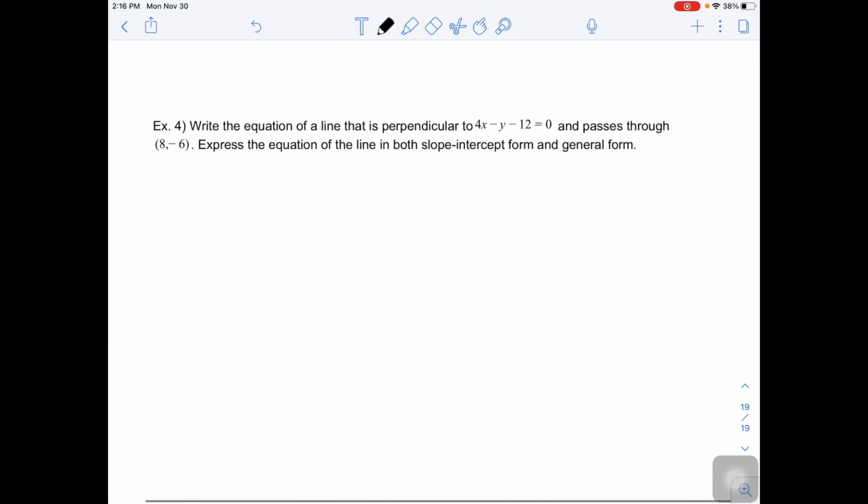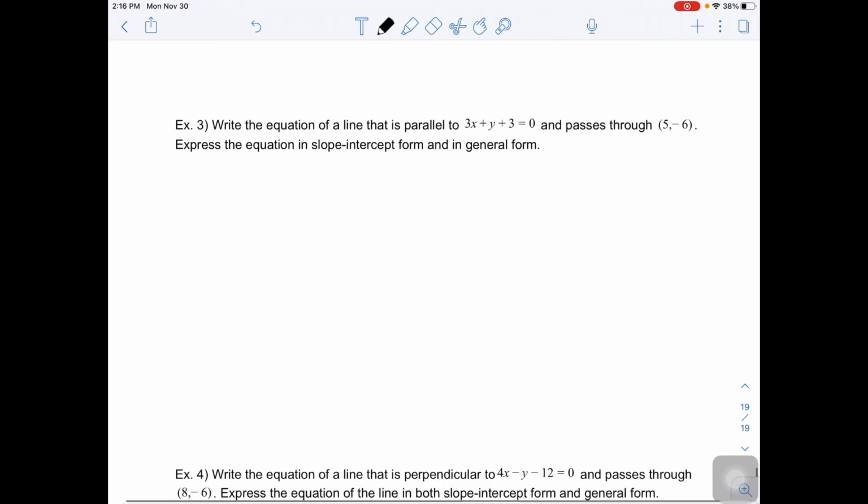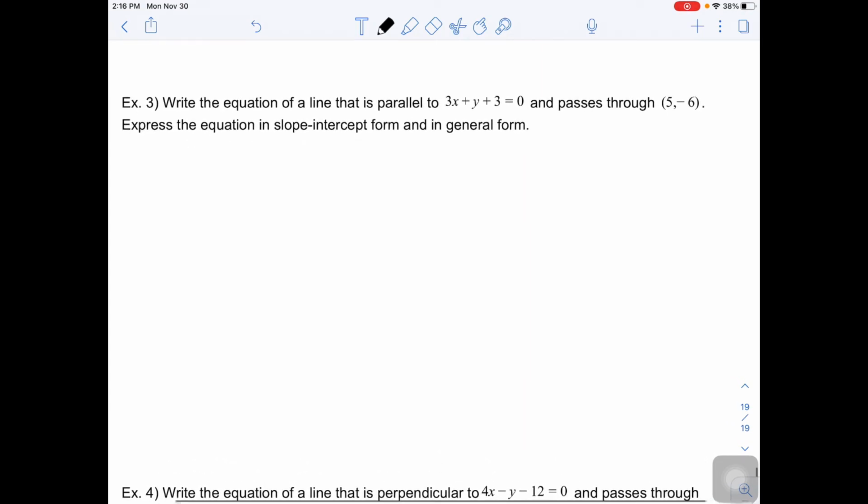Okay, let's see 2 more examples, and then we'll be on our way to finishing chapter 6, if we're going in that order. So let's write the equation of a line that is parallel to 3x plus y plus 3 equals 0 and passes through (5, negative 6). Express the equation in slope-intercept form and in general form. So we need a line that is parallel to this equation. So we need a line that has the slope of this equation, the same slope.